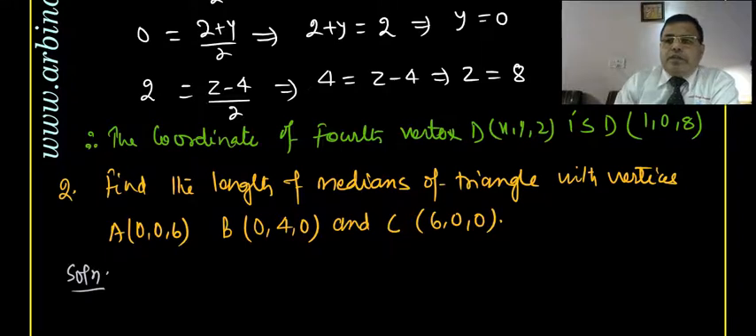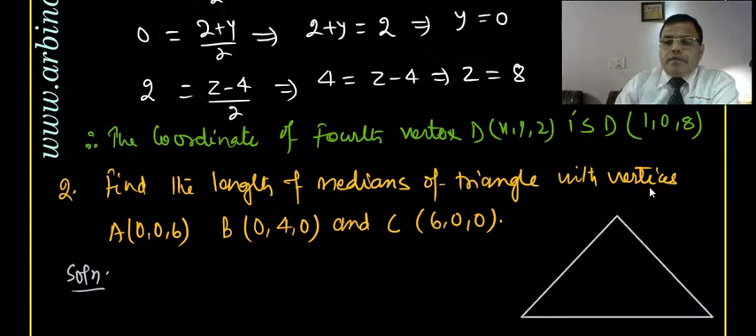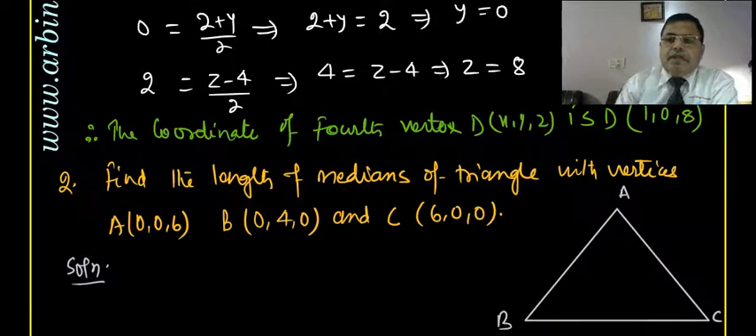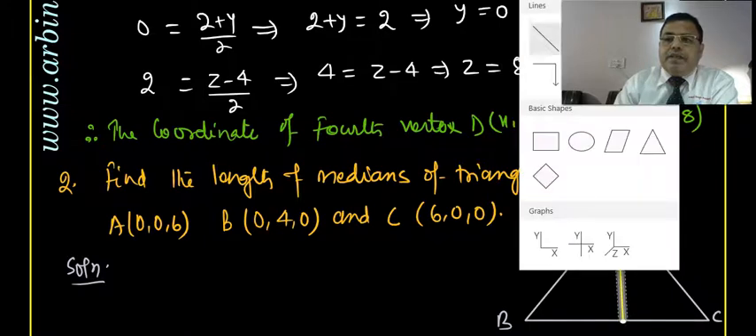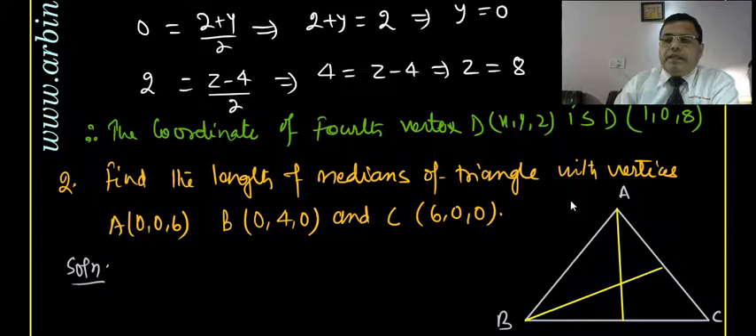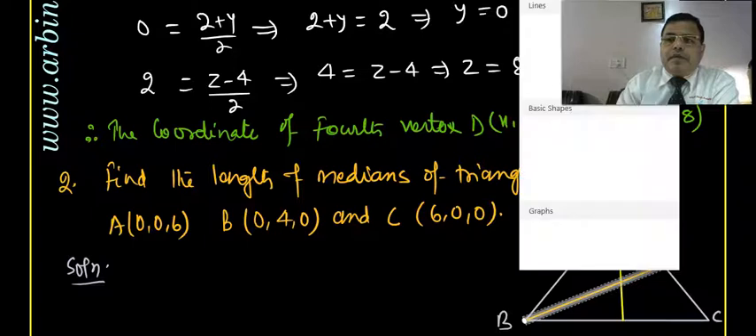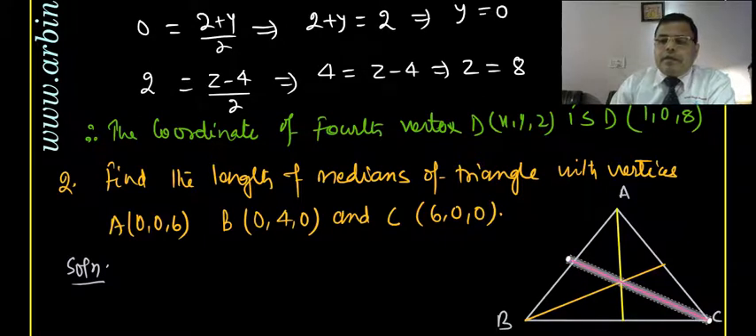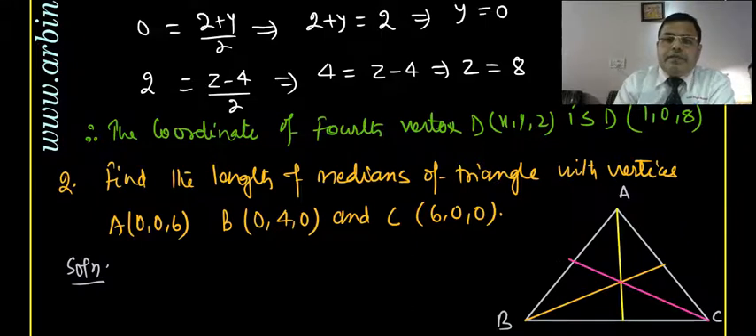Solution. Right. So there is a triangle, say like this. This is triangle ABC. The medians are given by AD, the second median BE, and the third median CF. So the medians are AD, BE, and CF.